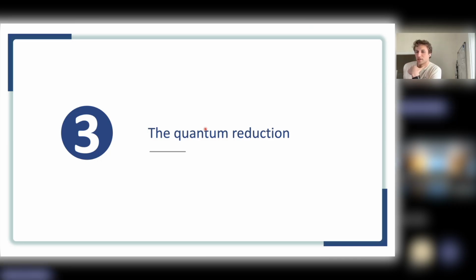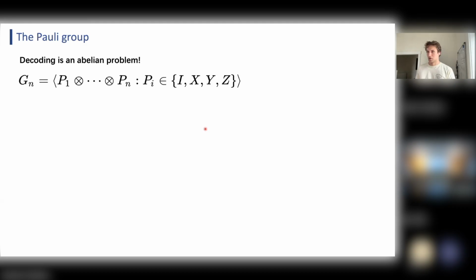Okay, so let me explain how this reduction works. I want to start by addressing what I think is the elephant in the room, and also alluding to the question that was just asked, which is that decoding is a very abelian problem by definition. You can see this by the fact that it's written with additive notation. Whereas the Pauli group is non-abelian. So how can you reduce a non-abelian problem to an abelian decoding problem?